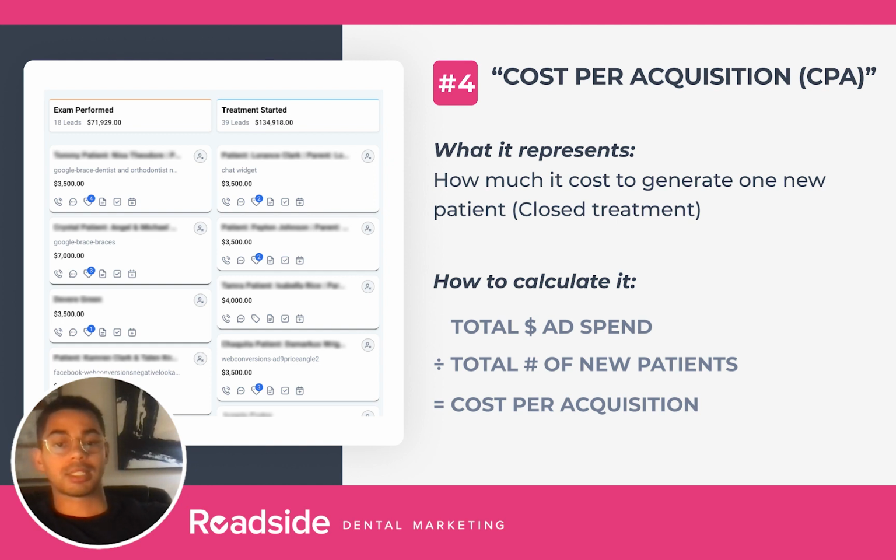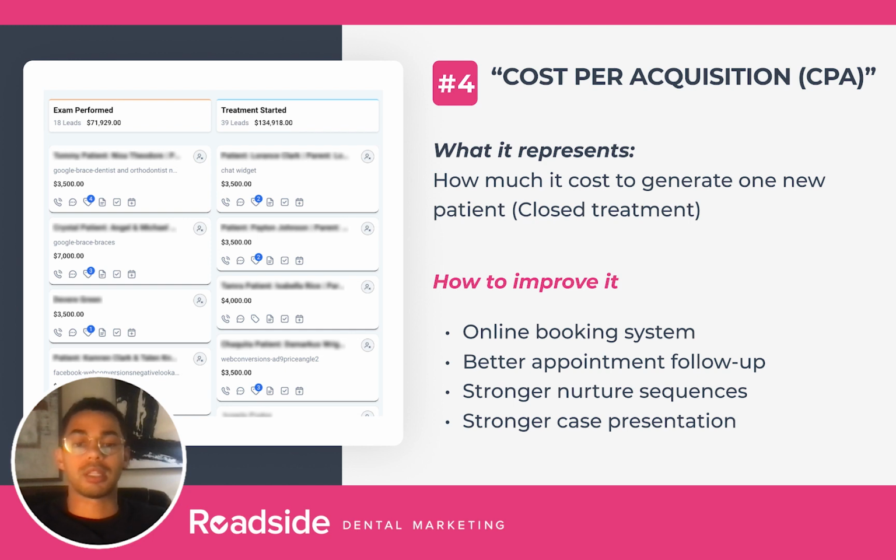Now, if one of our processes is broken, there are a few things to look at immediately. We could try implementing an online booking system, or using it better if we have one. Better appointment follow-up, right? When one of those leads comes in, are we calling them right away, asking the right questions, helping to nurture them? Are we doing automated nurture through SMS and email, and increasing the number of touch points before they get to the office? And when they do get to the office, what's the experience like? What's the case presentation like when the doctor or the treatment coordinator gets them in the chair?